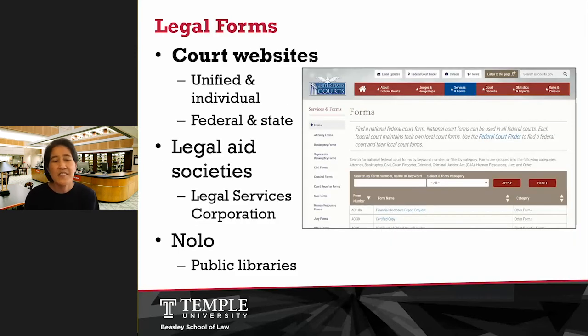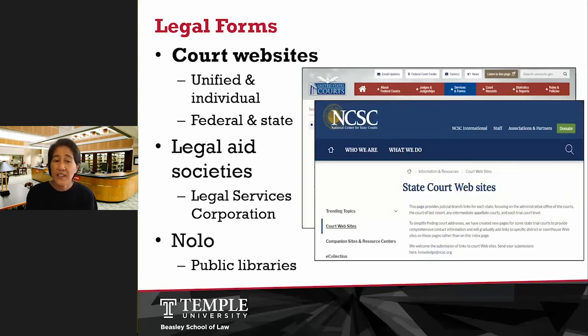Let's switch gears and discuss finding legal forms, staying with government sites for the moment. Websites for unified court systems at the federal or state level often contain forms. The Administrative Office of the Federal Courts provides forms for federal proceedings. Find attorney, bankruptcy, civil, criminal, jury, and other miscellaneous forms here. Individual court websites also have libraries for use in that jurisdiction.